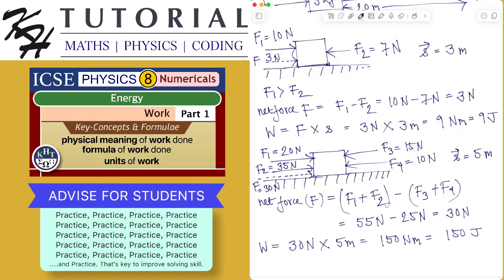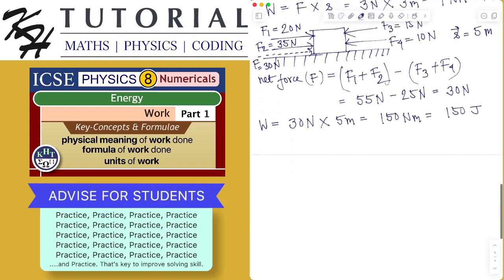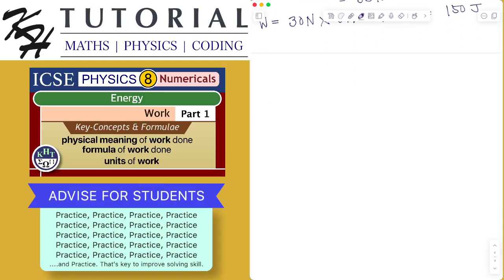So this was some practical illustration that I want to discuss: how, when forces are applied on a body and there is a displacement, do we find the work done. Okay, another example is, let's say, a body is being moved from one position to another by applying different forces.